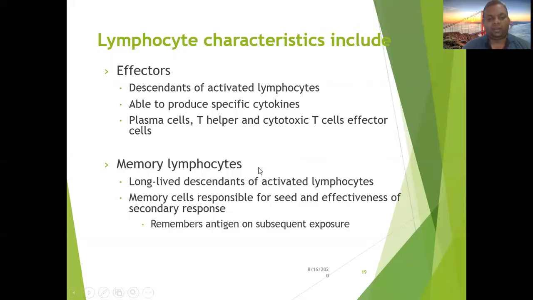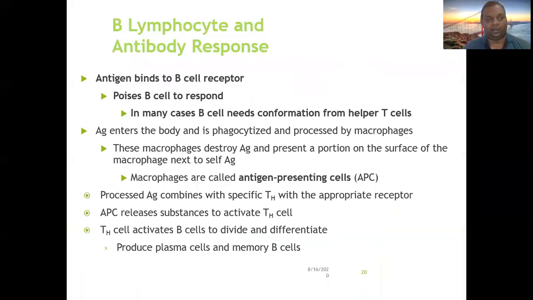There are memory lymphocytes as well. They remember the antigen on subsequent exposure. They produce a vast, drastic amount of IgG and minimal IgM against those pre-exposed, pre-sensitized antigens. They form antibodies. In the antibody response, antigens bind to the B cell receptor. So once the antigen binds, it causes a B cell response.